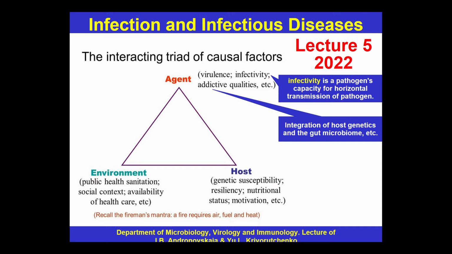The upper vertex is named agent. Agent is a microbe causing disease. Among these microbes, the properties of the microbes are important. Virulence of microbes is a measure of the capacity of causing damage to human cells. Virulence, the capacity of causing disease. Infectivity is a pathogen's capacity for horizontal transmission. Horizontal transmission is from one adult person to another adult person.